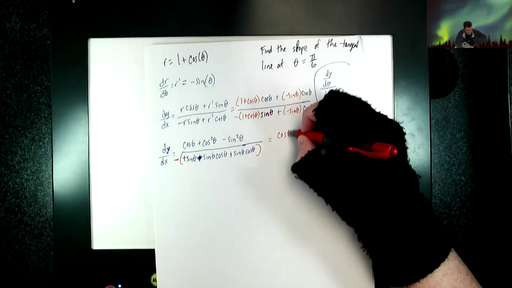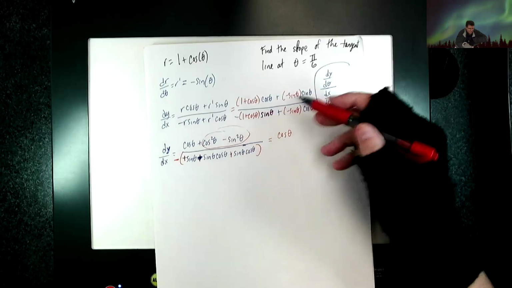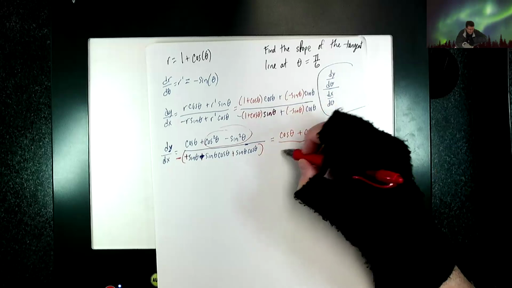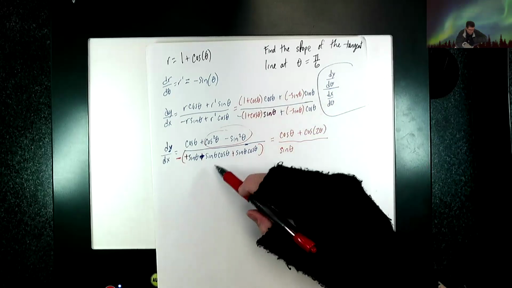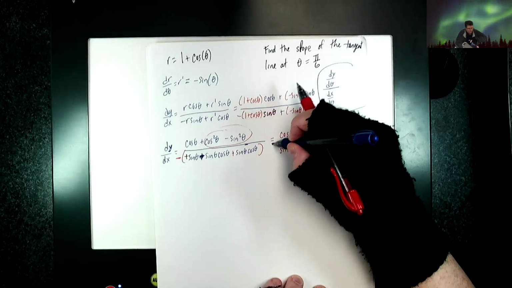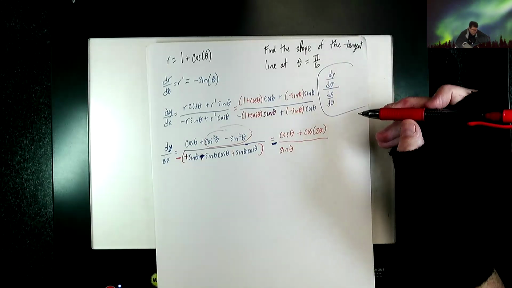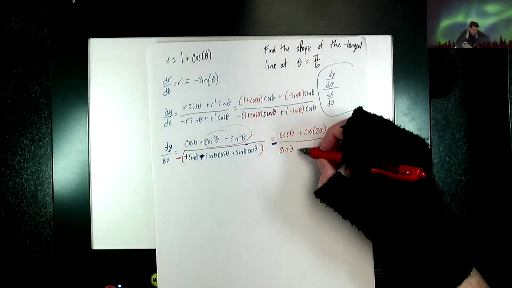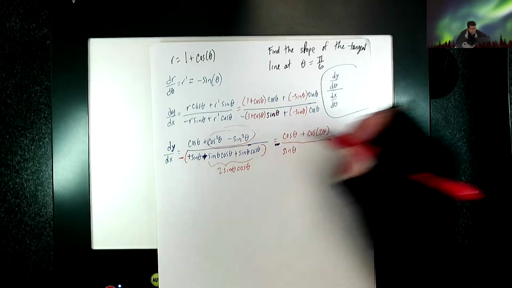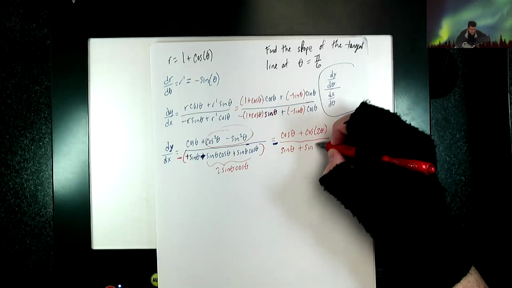Does anyone remember what cosine squared theta minus sine squared theta equals? That's cosine 2 theta. Excellent. And I have sine theta. There's a negative. Let's put the negative out front, in blue so it shows up differently. And it looks like I've got 2 sine theta cosine theta. What does that simplify to? Sine of 2 theta.